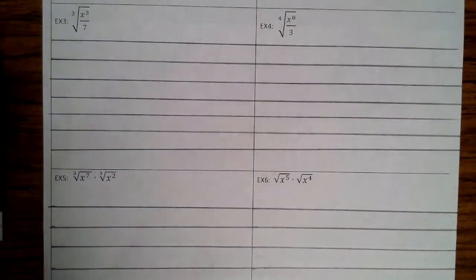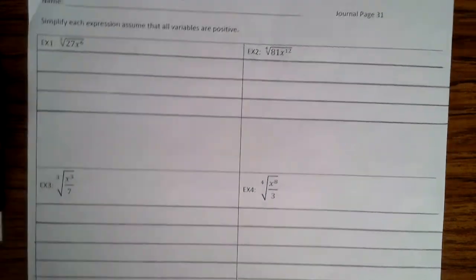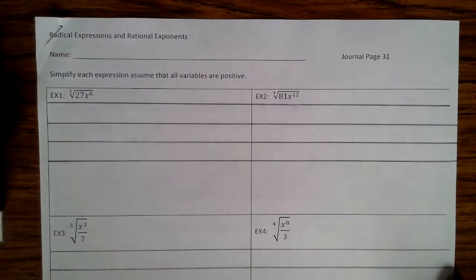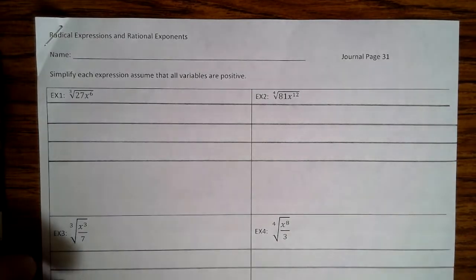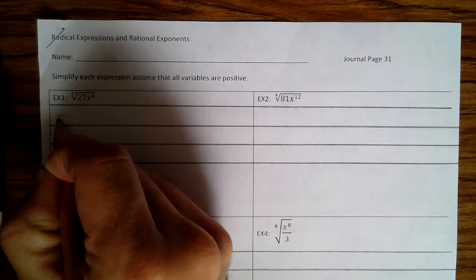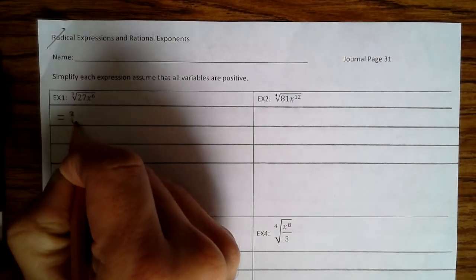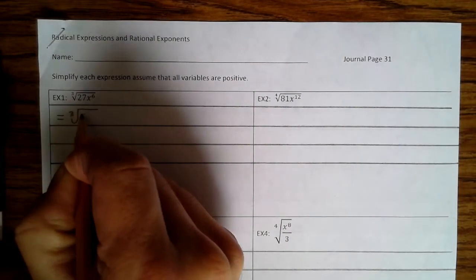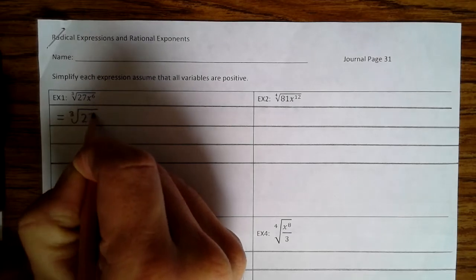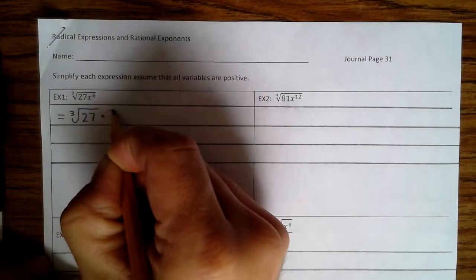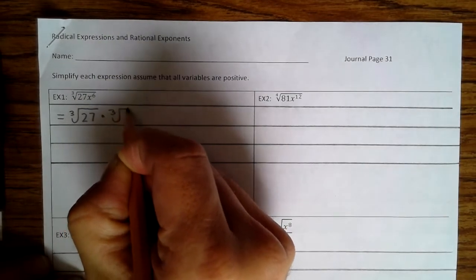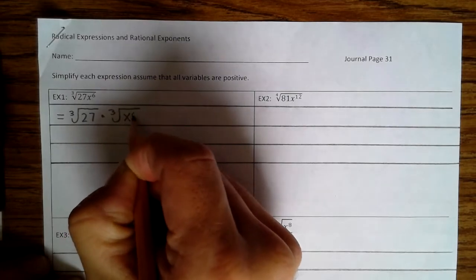Let's take a look at example number 1. It says simplify each expression. Assume that all variables are positive. So we can write this as the cube root of 27 times the cube root of x to the 6th power.